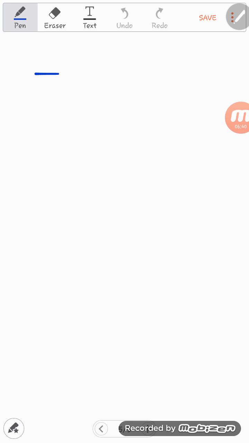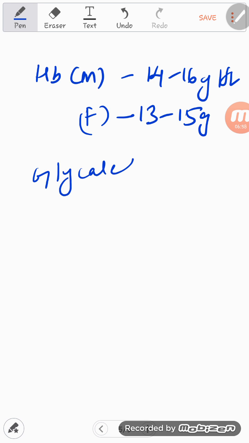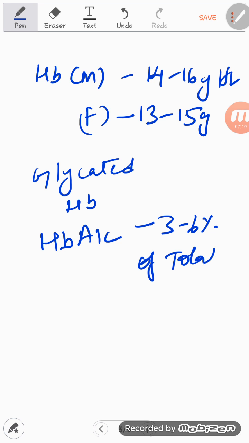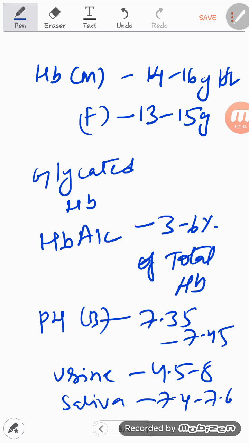So, going ahead, hemoglobin values in males are 14 to 16 grams per deciliter. In females, it is around 13 to 15 grams per deciliter. The next most commonly asked NEET question is glycosylated hemoglobin, called HbA1c. The value is 3 to 6% of total hemoglobin. pH of blood: 7.35 to 7.45. pH of urine: 4.5 to 8. pH of saliva: 7.4 to 7.6.